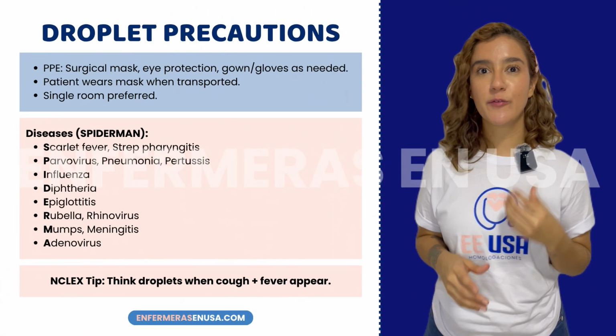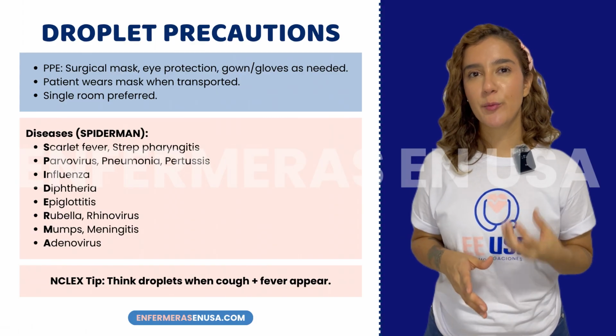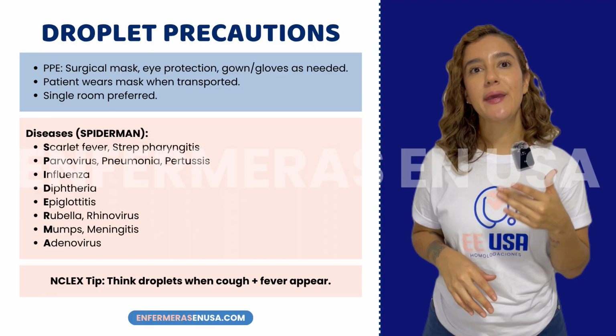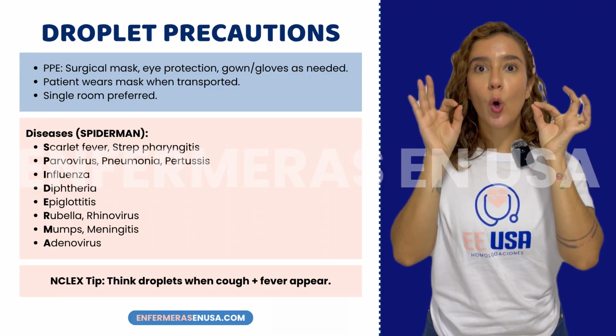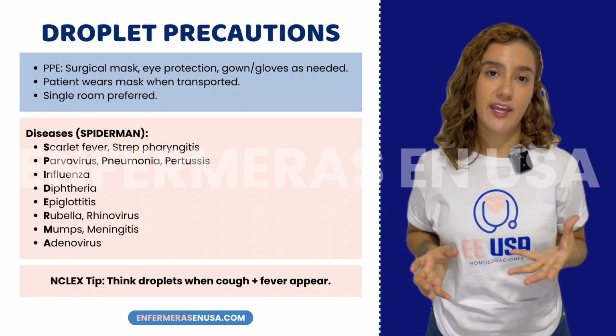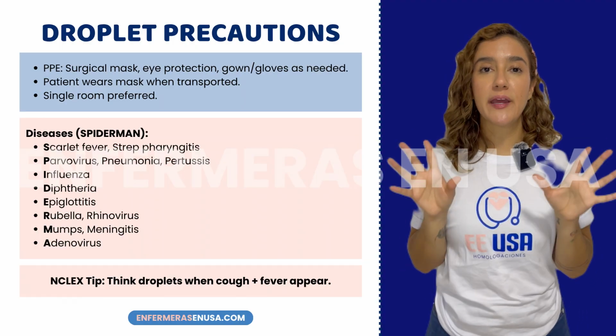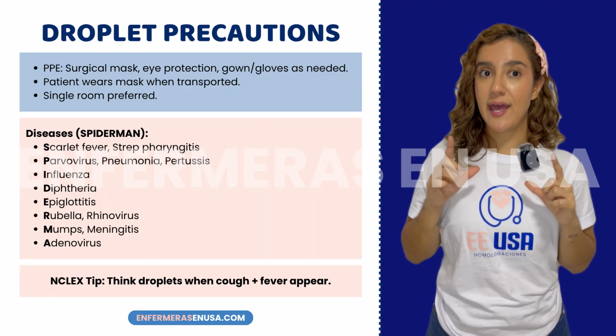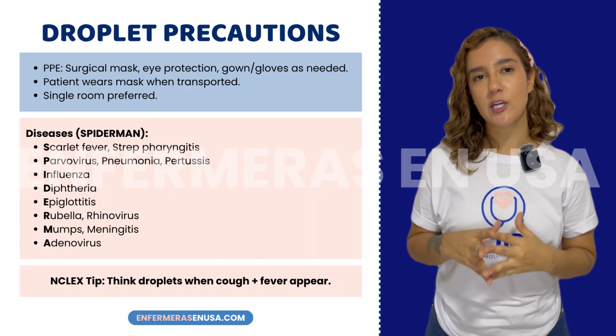Next, we have droplet precautions. This is for germs spread by large droplets from coughs, sneezes, or even talking. PPE: surgical mask, always. Eye protection, goggles or face shield, if needed. Gown and gloves depending on the situation. If the patient must leave the room, they must wear a mask. Ideally, place them in a single room.